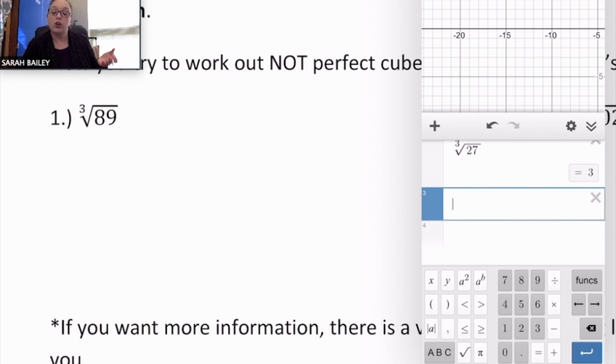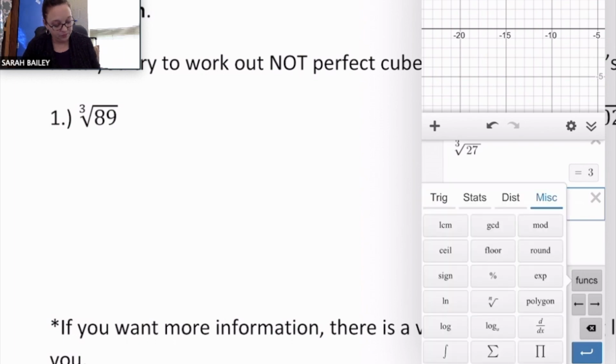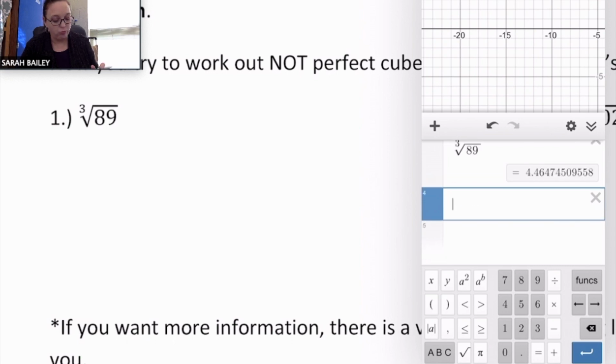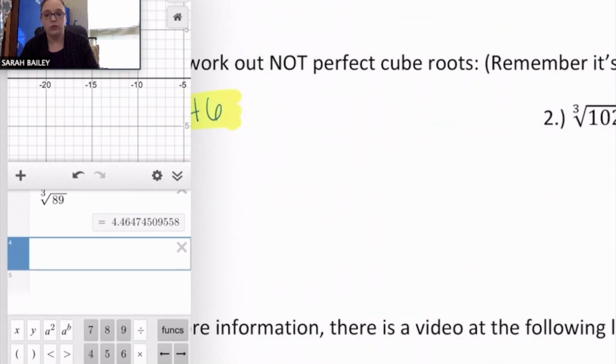So I just want you to estimate using your calculator. So we're going to do the cubed root of 89. Cubed root of 89. And we'll just round that one off to the nearest, let's do nearest hundredth. So that would be 4.46. And since we've rounded, I'm going to put that little squiggly there, 4.46.